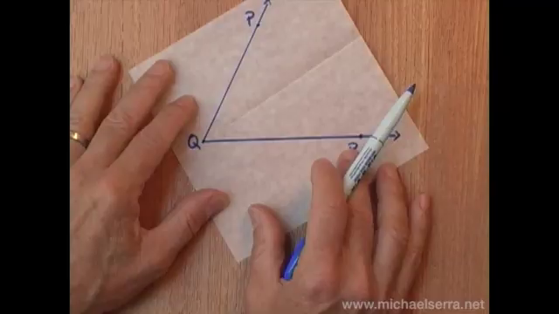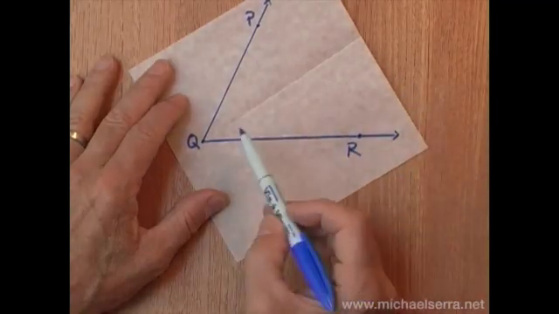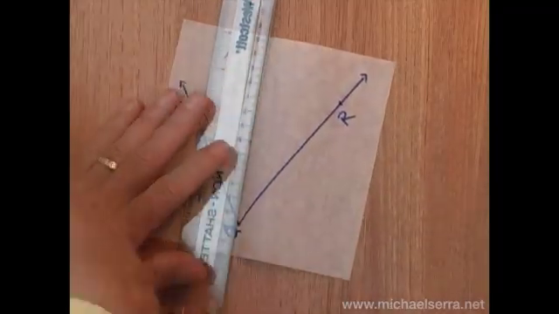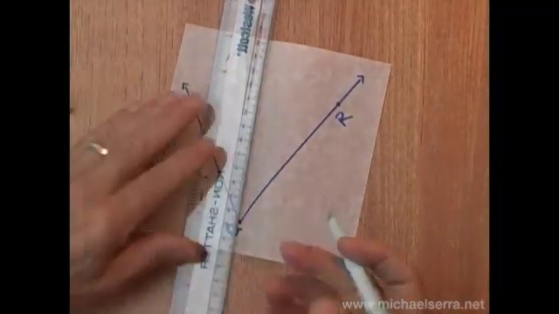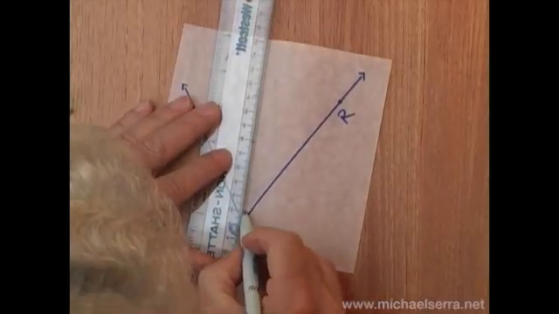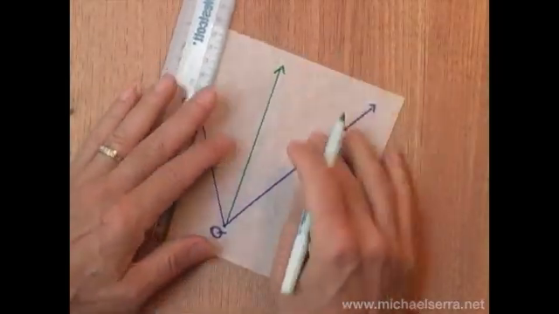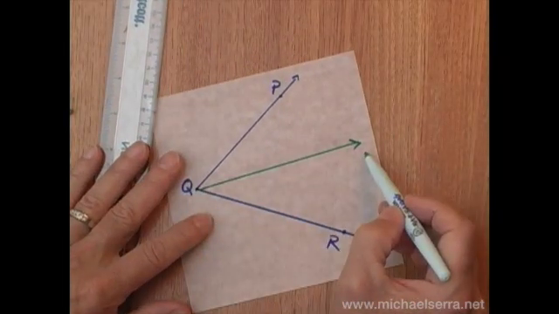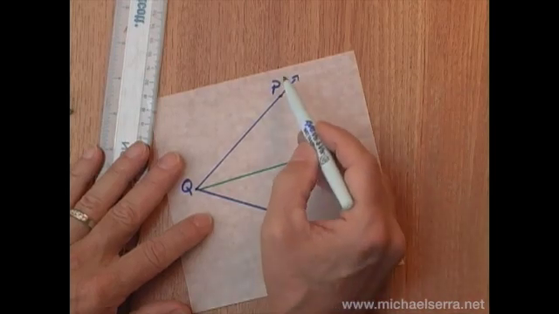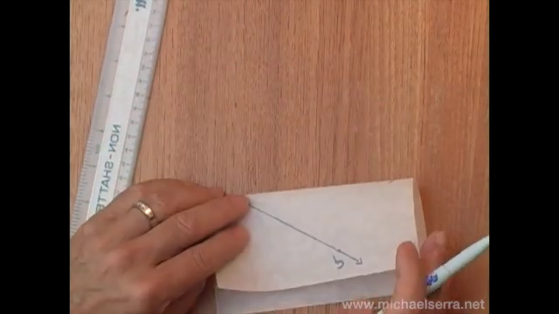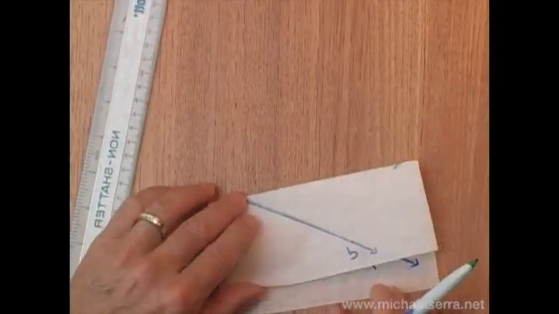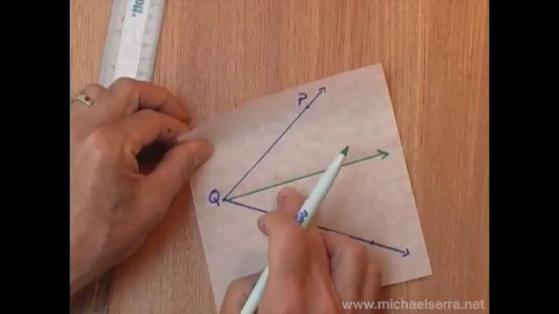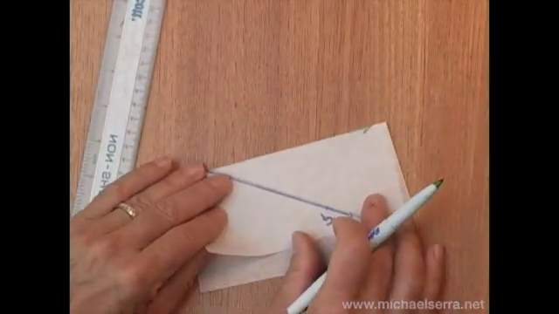Okay. Draw a ray with endpoint Q along the crease. Does the ray bisect angle PQR? Since this ray lays on top of this ray, then those two angles are laying on top of each other. We're okay.